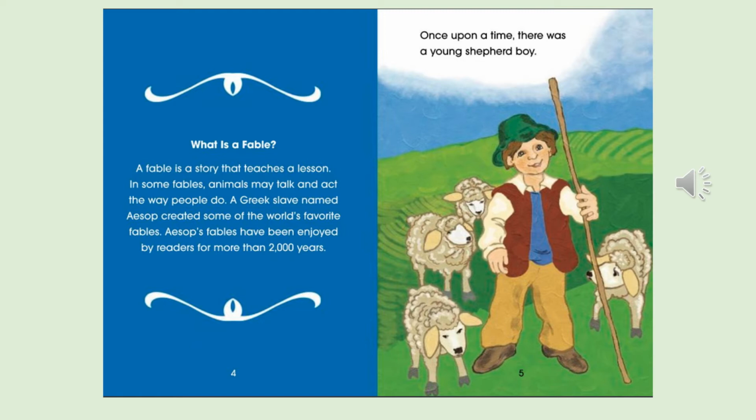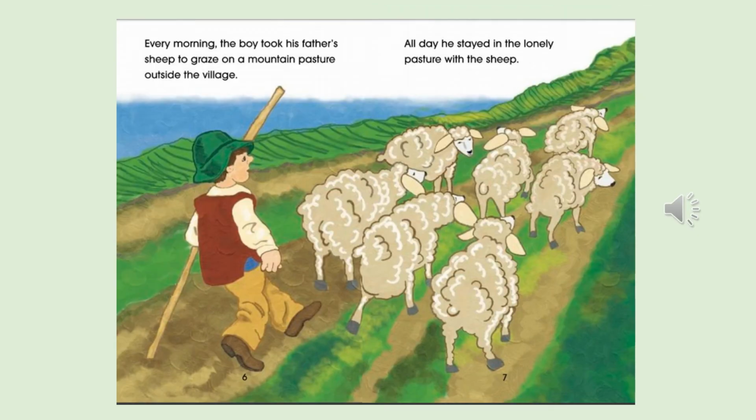What is a fable? A fable is a story that teaches a lesson. In some fables, animals may talk and act the way people do. A Greek slave named Aesop created some of the world's favorite fables. Aesop's fables have been enjoyed by readers for more than 2,000 years. Once upon a time, there was a young shepherd boy. Every morning, the boy took his father's sheep to graze on a mountain pasture outside the village. All day, he stayed in the lonely pasture with the sheep.